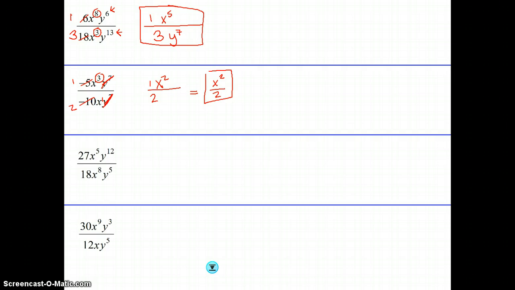Go ahead and try the next two on your own. You should have 3y to the 7th over 2x to the 3rd, and 5x to the 8th over 2y to the 2nd power.